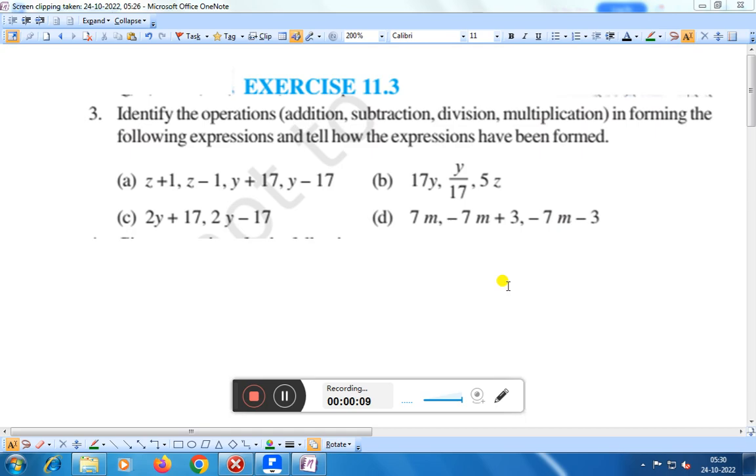Today we shall discuss exercise 11.3 question number 3. Identify the operations, that is addition, subtraction, division, multiplication, in forming the following expressions and tell how the expressions have been formed. In question A there are four expressions. Number A is z plus 1. The question is to tell how the expression has been formed and identify the operation used.